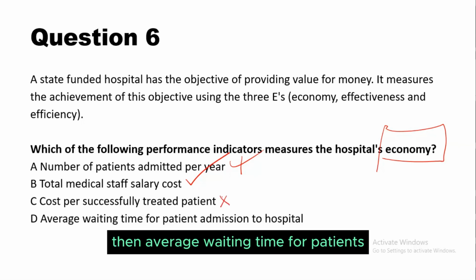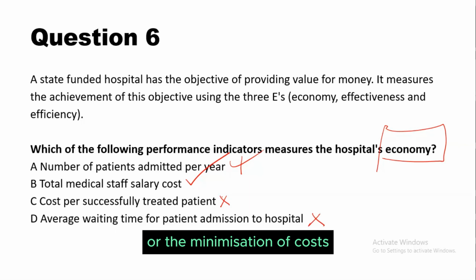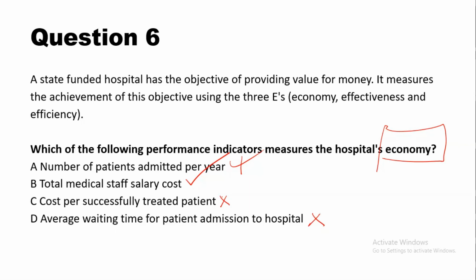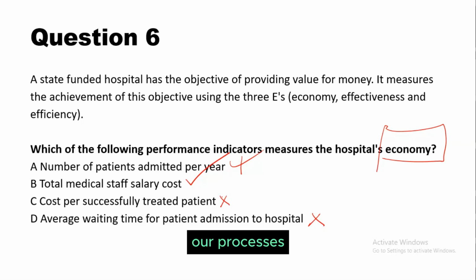Then average waiting time for patients admission to hospital. This one again speaks nothing about the economy or the minimization of costs. So the total staff salary cost speaks of the economy of our processes.